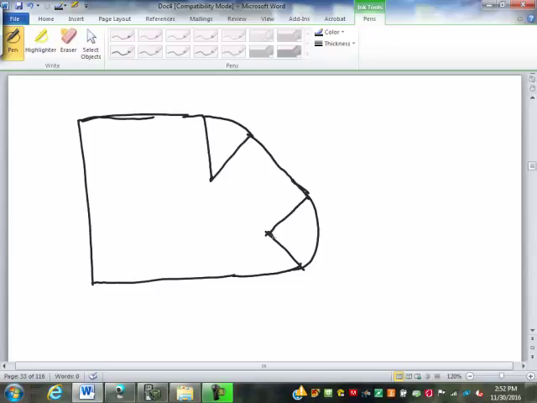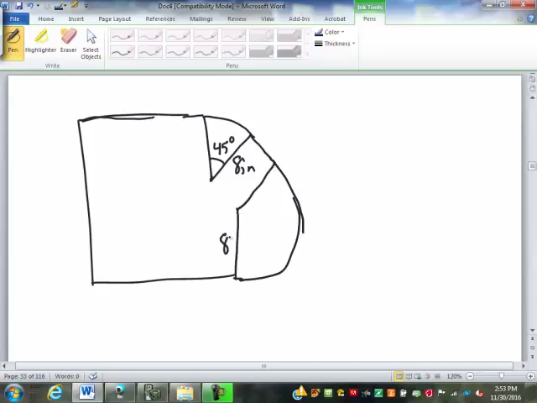Are we able to make this work? Yeah, we'll try. So let's say that we have an 8-inch radius here on a 45-degree angle. I should draw this a little bit bigger here. And I have an 8-inch radius here on a 135-degree angle.